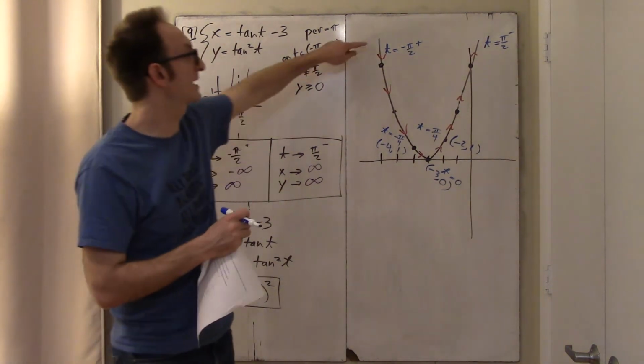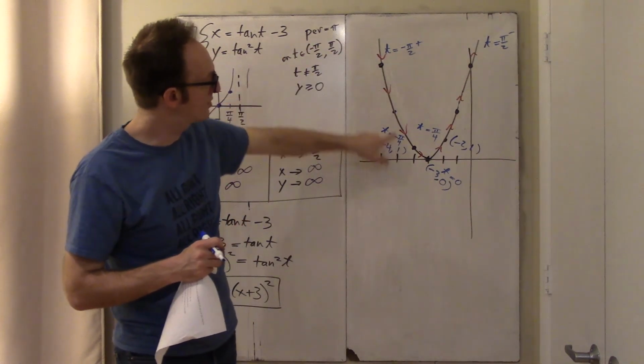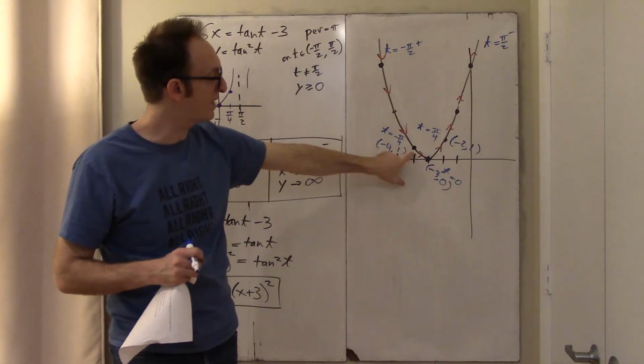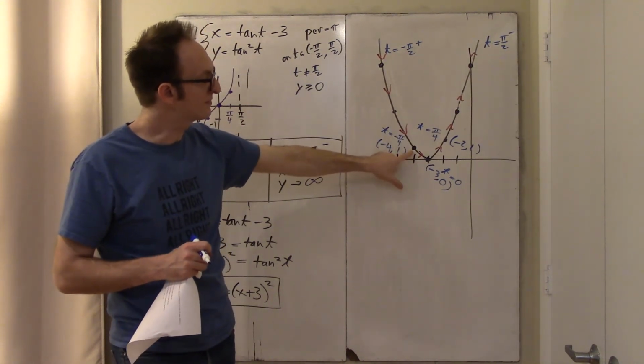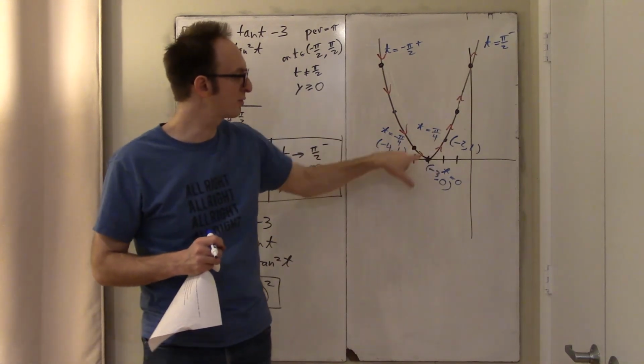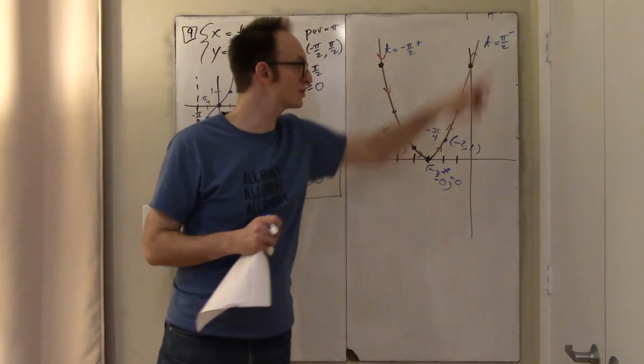We start at time negative pi over 2 plus. I go down, it takes me some amount of time to go from negative pi over 2 to negative pi over 4 to get to this point. Then it takes me from negative pi over 4 to 0 to do this little jump. Then it takes me from 0 to pi over 4 to do this little bit, and then from pi over 4 to pi over 2 up there.